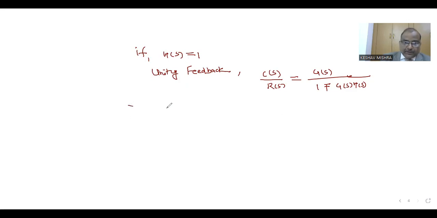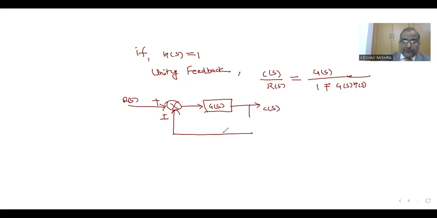So this arrangement is R(s). This is the summing point, plus or minus. Forward part transfer function is G(s). This is output C(s). And this is unity feedback. So H(s) is equal to 1 in the case of unity feedback. So in this case, this H(s) is substituted as 1. So this is the overall transfer function for this arrangement.